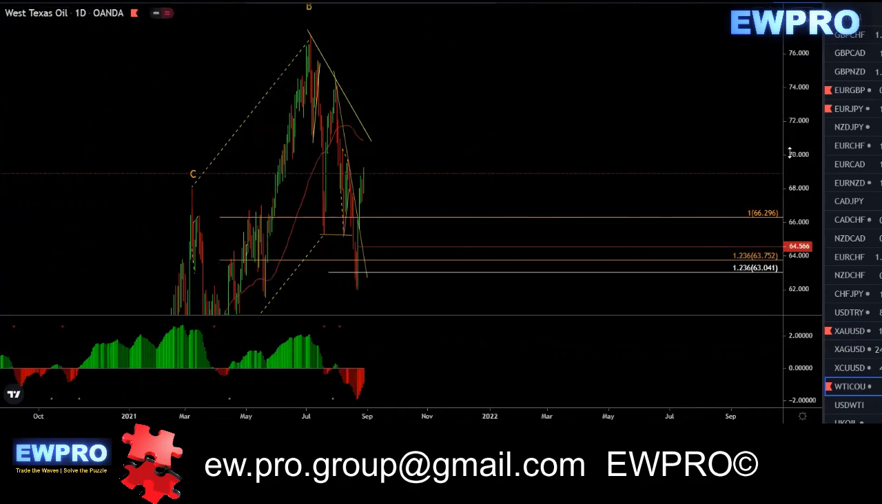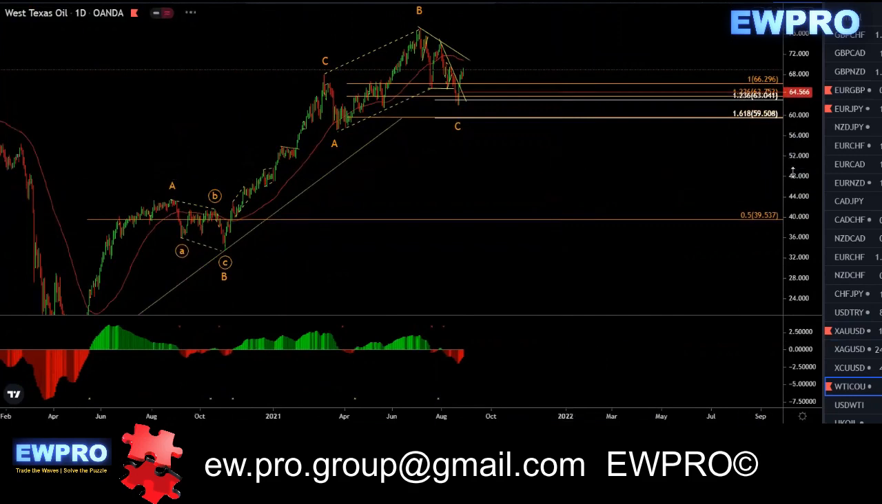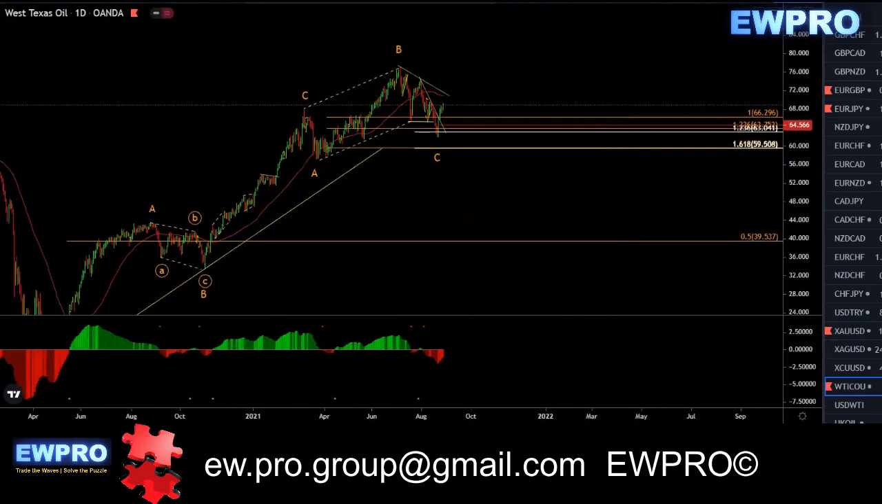You know, WTI on the daily. So we're sort of looking at this as an A, B, C. This is looking corrective though. This is looking way too corrective. This is looking like we get a flat in here for another one down. So this was more than likely the end of the move, and then we're getting the larger correction in here before we get more upside.